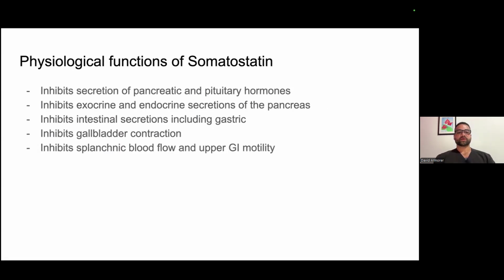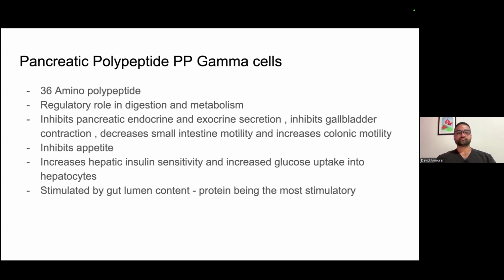Some of the effects of somatostatin: it inhibits the secretion of pancreatic and pituitary hormones, inhibits exocrine and endocrine secretions of the pancreas, inhibits intestinal secretions, including the gastric secretions, inhibits gallbladder contraction, inhibits splenic blood flow, and upper GI motility. We know its analog used readily in medical settings, known as octreotide.